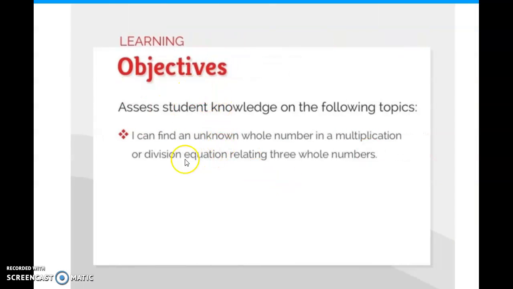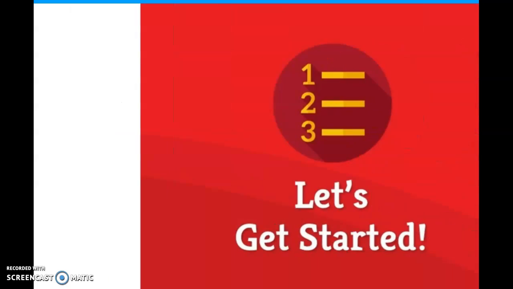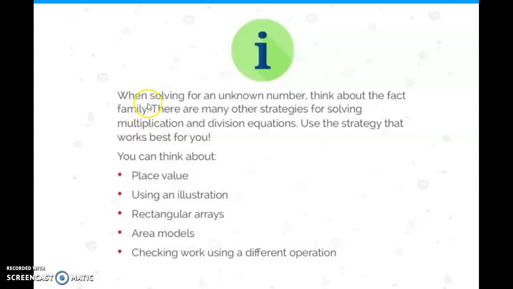So your objective is I can find an unknown whole number in a multiplication or division equation relating three whole numbers. Let's get started. When solving for an unknown number, think about the fact family. There are many other strategies for solving multiplication and division equations. Use a strategy that works best for you. You can use place value, using an illustration.